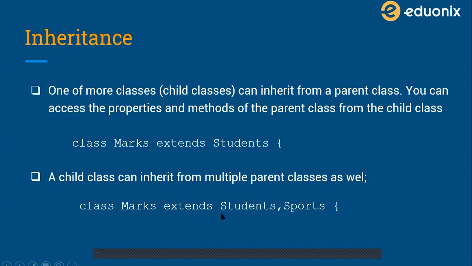Okay, and you can inherit from multiple classes as well, or you can create it so that class marks inherits from student, and you can create another child class that inherits from marks. So this new child class will be able to access the properties and methods of both marks as well as student.